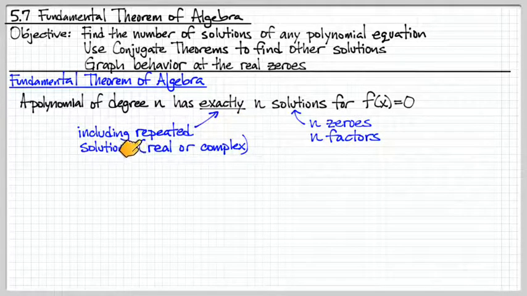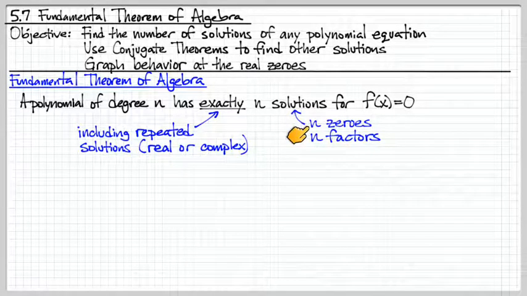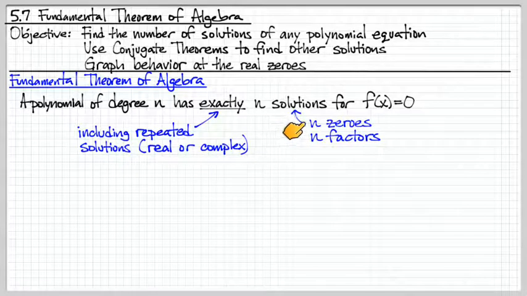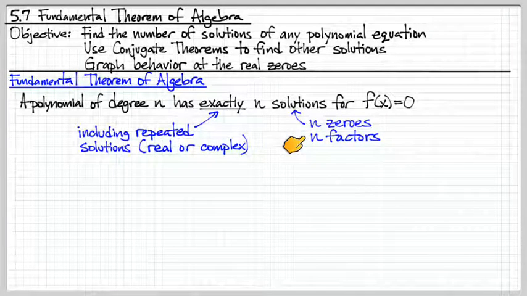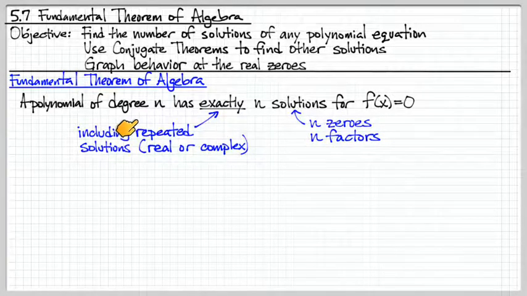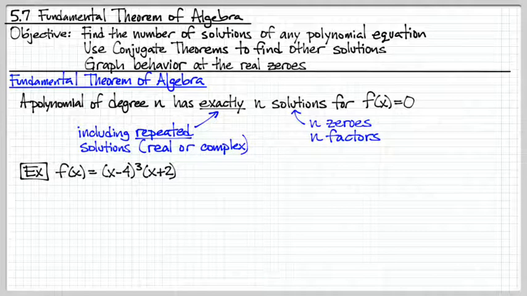I'll talk about repeated solutions in just a bit, but when we say that there are n solutions, it's including the repeated solutions. Now, other synonyms we've been talking about, solutions for f of x equal to 0, we also call them zeros. There are n zeros. There are n factors for any polynomial of degree n. So let's look at an example here.